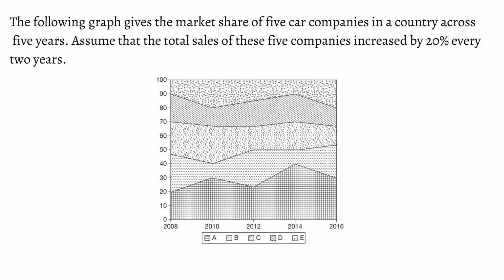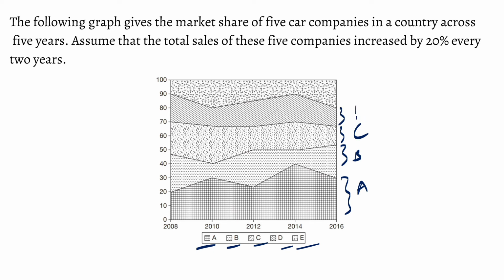Let's move on to one more model here. The following graph gives the market share of five car companies in a country across 5 years. Assume that the total sales of these 5 companies increased by 20% for every 2 years. This is company A, company B, C, D, and E. So these are represented like this. This is company A. This is for company B. This is company C.